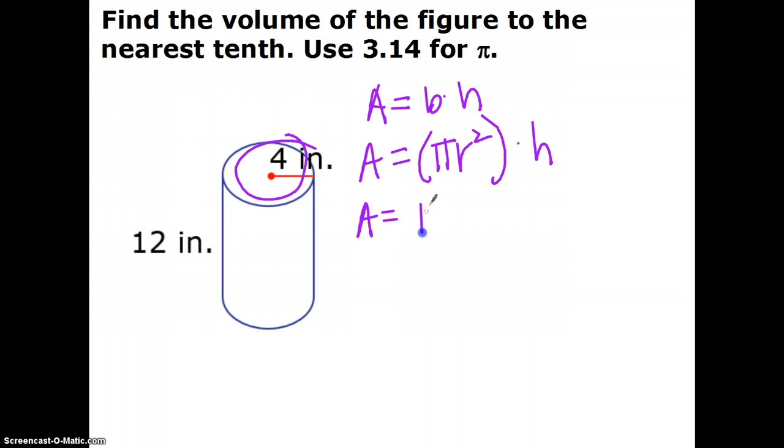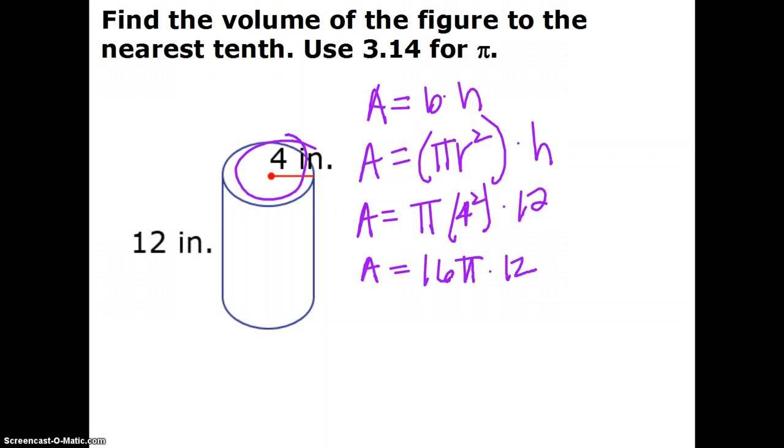Okay, and so it's pi times 4 squared times the height, which is 12. So I have 16 pi times 12. I have my calculator here, 16 times 12. Hold on. So it's 192 pi, but I want it using 3.14 for pi. So I'm going to take 192, multiply it by 3.14, and I'm going to get 602.88, and this label is inches cubed.